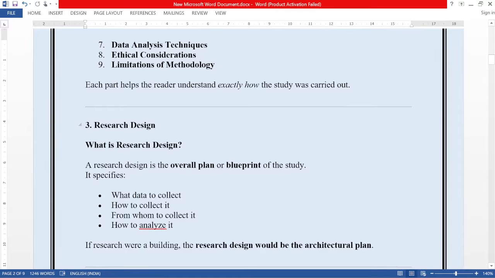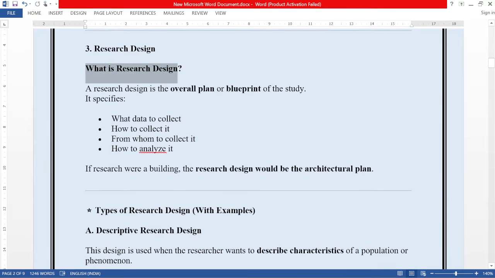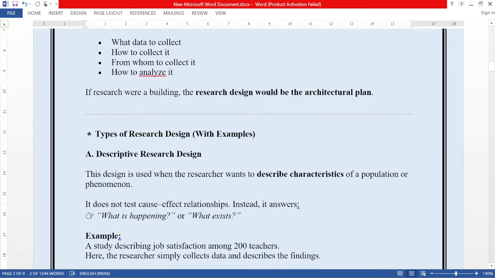Okay, let's talk about research design. What is research design? A research design is the overall plan or blueprint of the study. It specifies what data to collect, how to collect it, from whom to collect it, and how to analyze it. If research were a building, the research design would be the architectural plan. So you can understand it. That is the most important part of research methodology. This is research design. Now, what are the types of research design you have to understand?